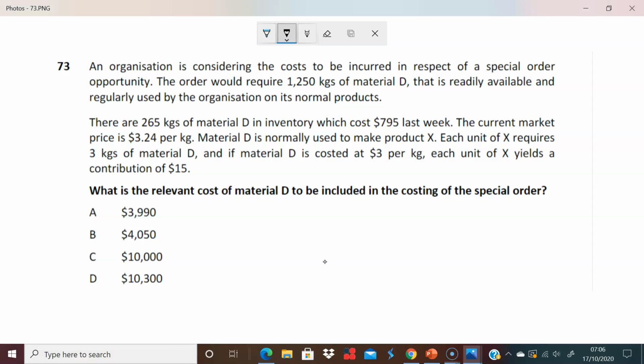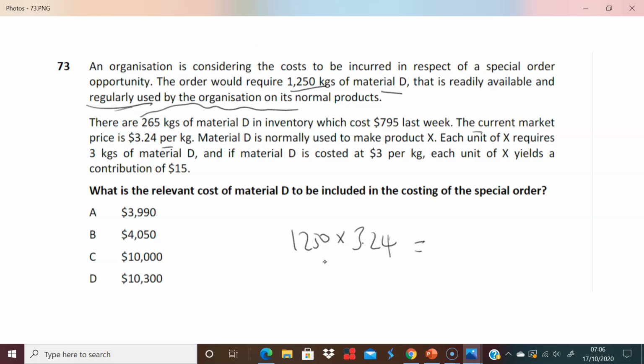Right, in 73 we did in class, it says that we need 1,250 kilograms of material D. The question says it's regularly used by the organization, so I'm just going to have to go out there and buy my product. Straight away when you see this, you know, oh, I need it regularly. So you just go out there and pay the current market price, which is £3.24.